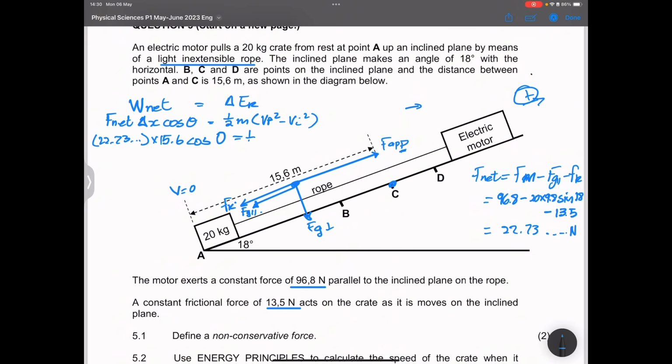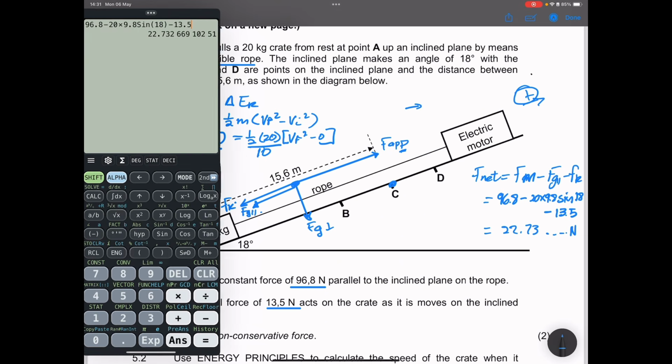So this is going to be half, the mass is 20, final velocity is what I'm looking for, and my initial velocity is 0, so that would be easier for us to find. So we're going to divide both sides by half of 20, which is 10, so divide by 10, and we're going to take the square root to find that final velocity. Right, so let's do that.